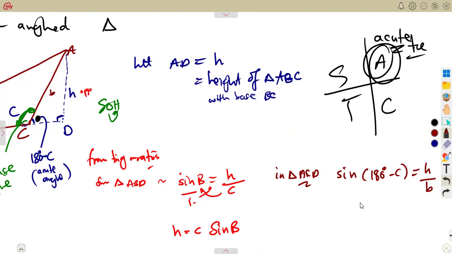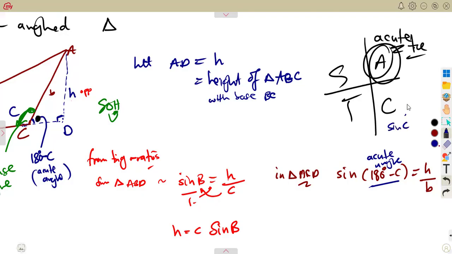But remember what I was saying about the sine of 180 degrees minus C. We're not supposed to be scared about this. That's an acute angle that we're talking about. And for all acute angles, they remain as positive. They're just positive. And we do understand that the sine of 180 degrees minus C is simply equal to what?